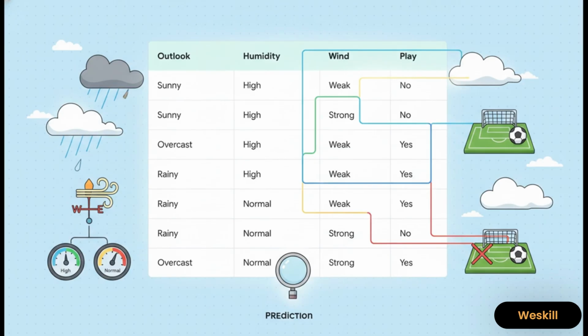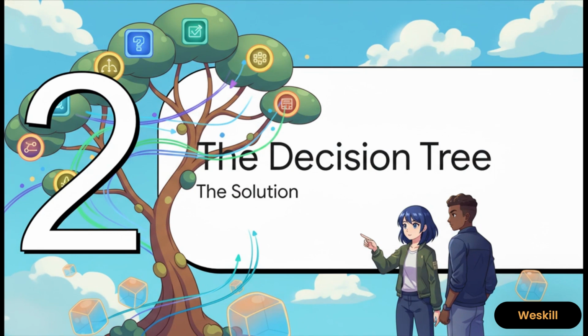This table here shows what the weather was like for past games. Was it sunny, was it humid, was it windy, and whether they ended up playing or not. What we want to do is find some kind of pattern, some set of rules in this data that'll let us make a really good guess for future games. So, how do we take all this messy data and turn it into something that can actually give us an answer? Well, that's where the decision tree comes in.